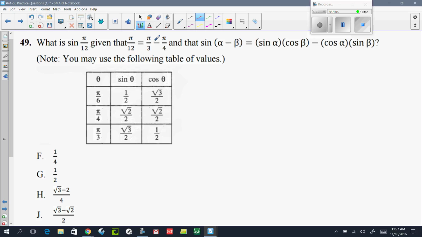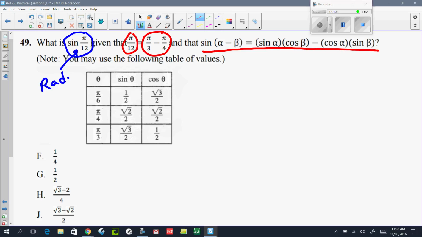What it's asking us to find is the sine of pi over 12. So pi over 12, again, is an angle in radians. It has some measures here in this chart of sine and cosine for different radian measures in this column. Pi over 12 is not one of the measures in this column, but it's telling us that pi over 12 is the same as pi over 3 minus pi over 4. So pi over 12 can be replaced with pi over 3 minus pi over 4, and then it gives us this big long equation.